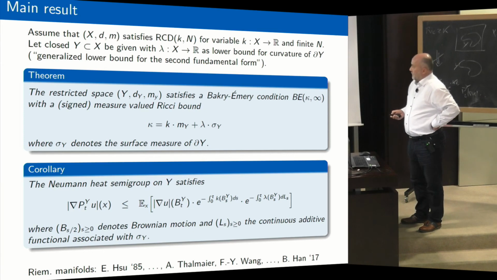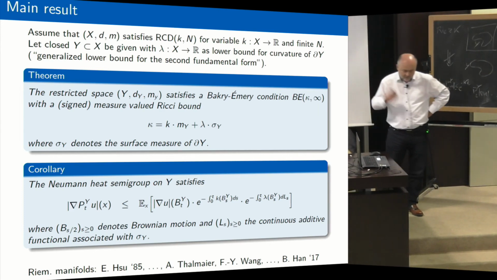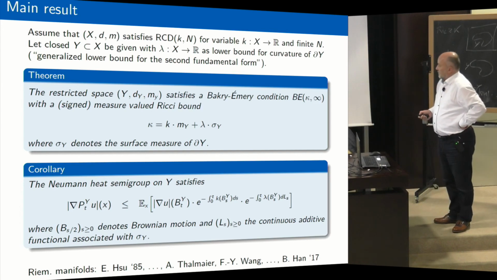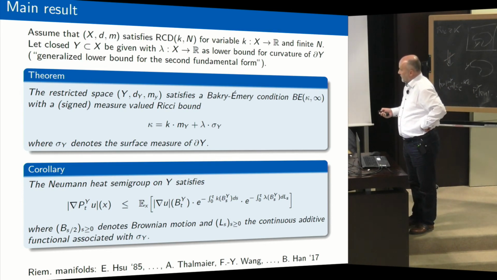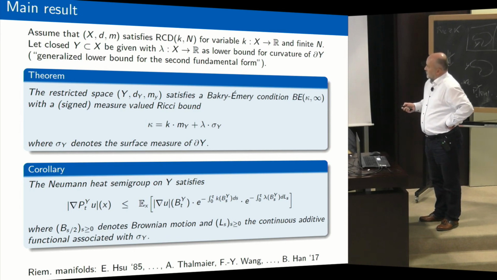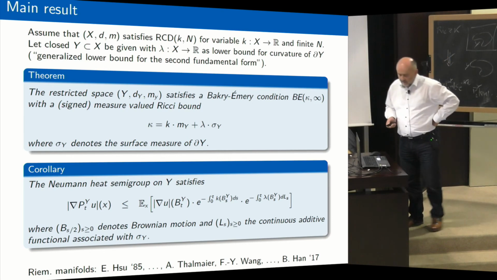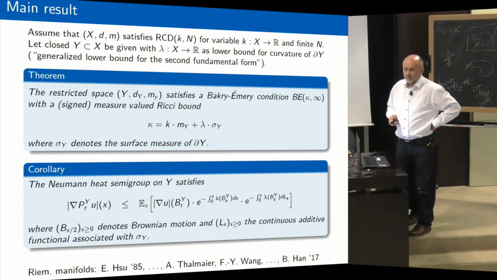For Riemannian manifolds, all this is not new. The fifth term had been identified by Elton Hsu in his PhD thesis some 30 years ago. Thalmaier and Wang have improved all these kinds of results in the case of smooth Riemannian manifolds to obtain exactly this kind of estimate. And Bangxia and Wang, just last year, have in the Riemannian setting also derived such a Bochner formula where the curvature of a boundary shows up.